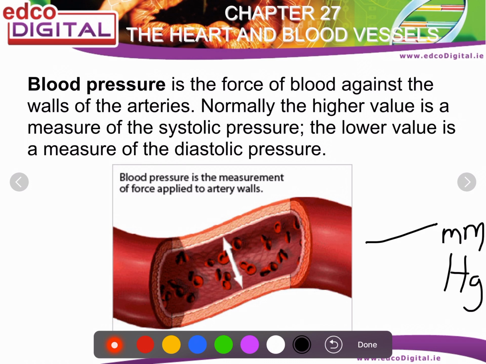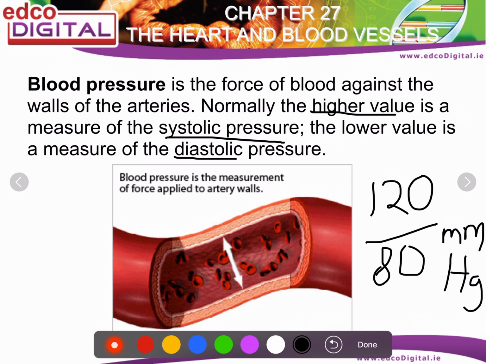So the higher value, which is the systolic pressure, which is when the heart is beating, is usually 120. The diastolic pressure is when the heart isn't beating. That is usually 80. Okay, and that's something that you need to know. 120 over 80 millimeters of mercury, Hg.